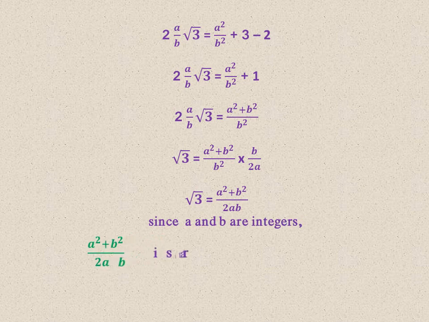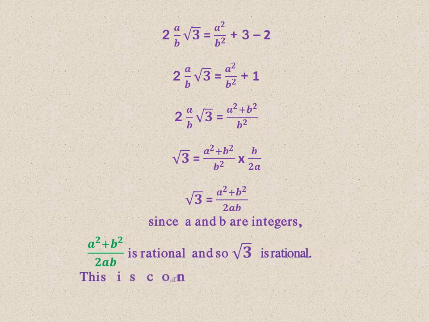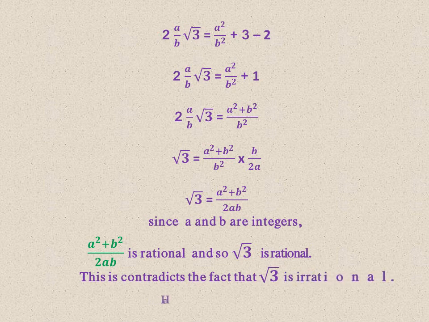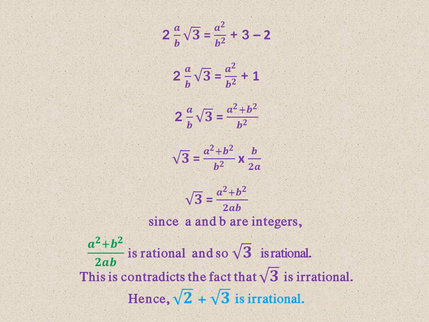So here in the RHS one b cancels, and in the denominator we have the product 2 into ab. So we write root 3 equal to (a square plus b square) by 2ab. Here a and b are integers, so the value of (a square plus b square) by 2ab is rational, and so root 3 is rational. This contradicts the fact that root 3 is irrational. Hence we can prove that root 2 plus root 3 is irrational.